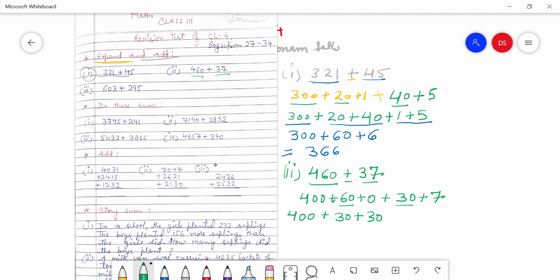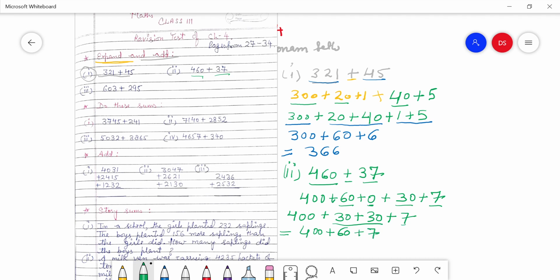Then we will collect one digit number separately. Here again this is 0 and only one digit number also we have only one, that is 7. In the next line we will add the numbers. 400 plus 30 plus 30, this is 60. Then this is 7 only.